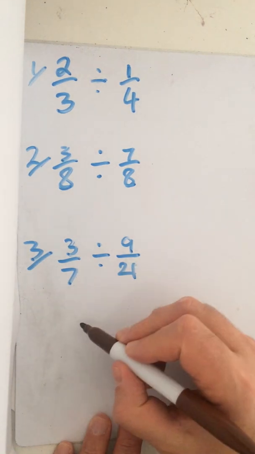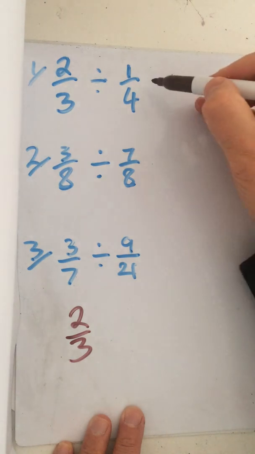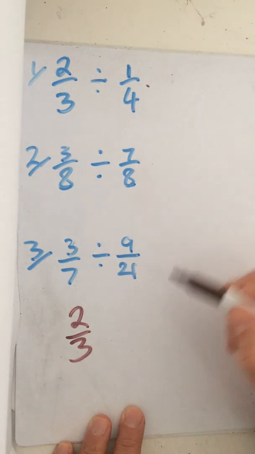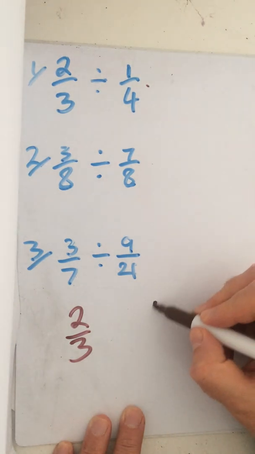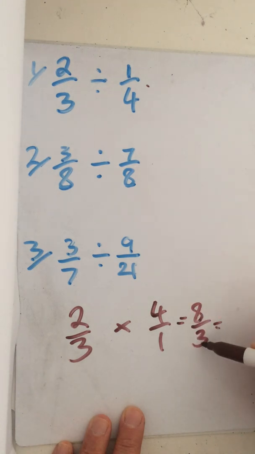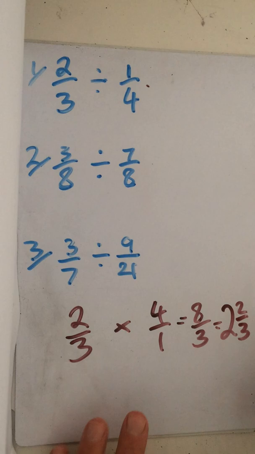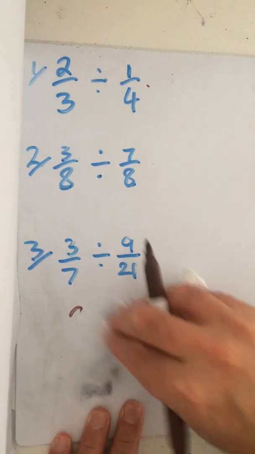Right. So keep. First one, I'm keeping it the same. I'm flipping that, 4 over 1, and I'm changing it to that. I can't do any cross simplification. 8 over 3 in improper fraction. How many 3s are in 8? 2, remainder 2. So 2 and 2/3. That's the first question.